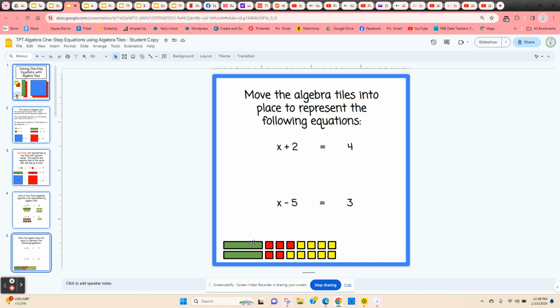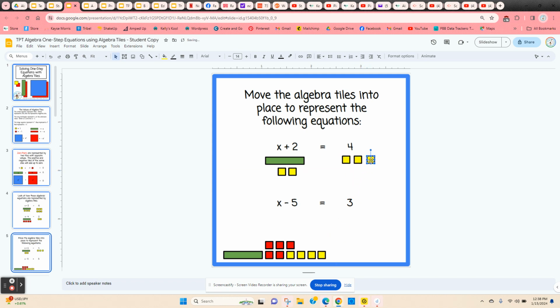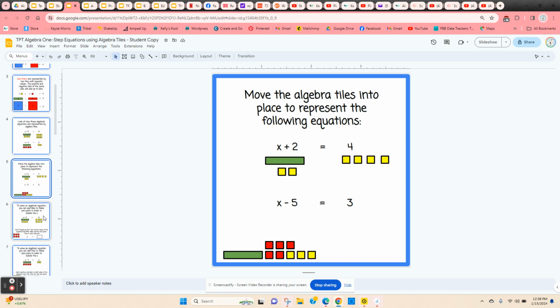So x plus 2, they're going to have an x and then 2 positive squares for x plus 2. And then 4. And they just click and hold on these pieces and they can move them anywhere they like. So that represents that equation, x plus 2 equals 4. They're going to do the same thing with the next one. And they've got a couple more on the next slide.